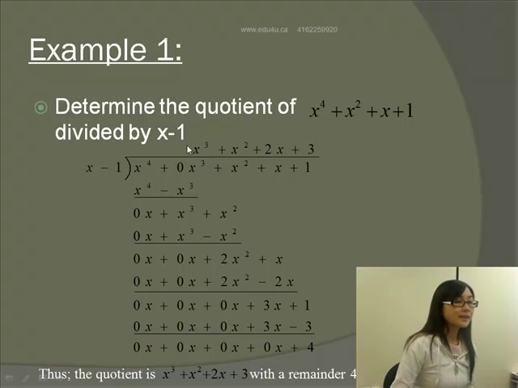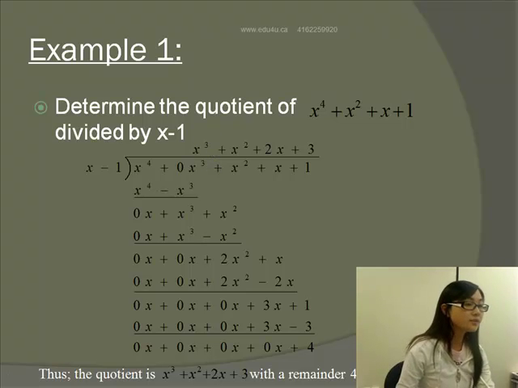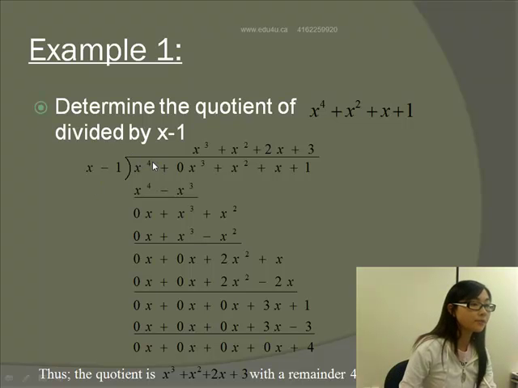So now we have to try to find the term that, times x minus 1, will get closest to x to the power of 4, and that will be x to the power of 3. So x to the power of 3 times x minus 1 would give us x to the power of 4 minus x cubed. Then we subtract: x to the power of 4 plus 0x cubed minus x to the power of 4. This will be plus x to the power of 3. That will give us a result of x to the power of 3.